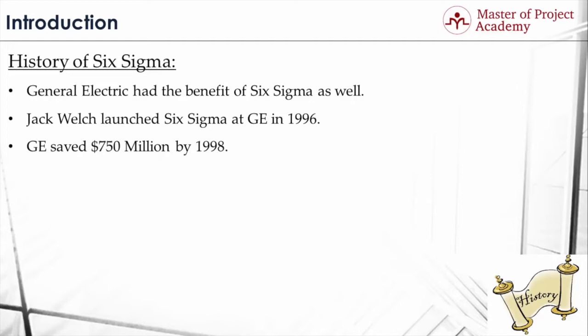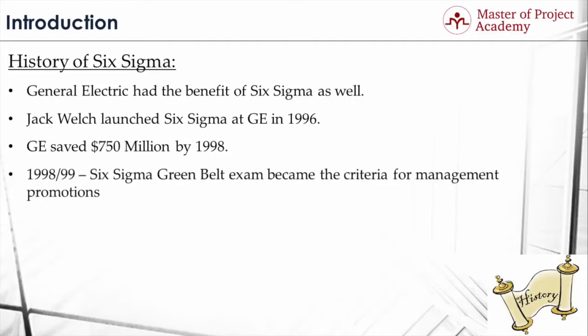GE could cut invoice defects and disputes by 98%, speeding payment and creating better productivity. They also streamlined the contract review process, leading to faster completion of deals and annual savings of $1 million. In 1998 and 1999, the Six Sigma Green Belt exam became the criteria for management promotions. Terms such as Black Belt and Green Belt were coined in relation to martial arts, and in today's world, Six Sigma Green Belt and Black Belt certifications have great credibility in all industries.